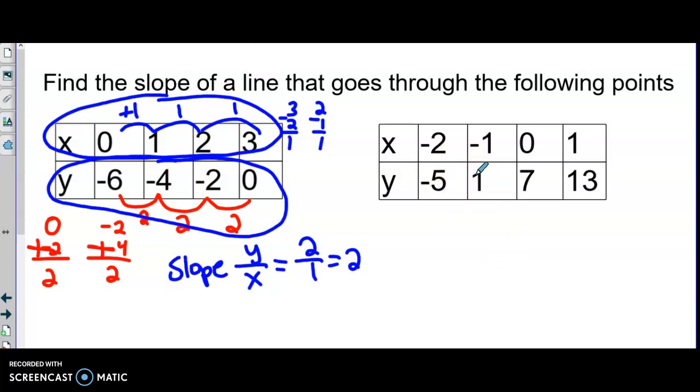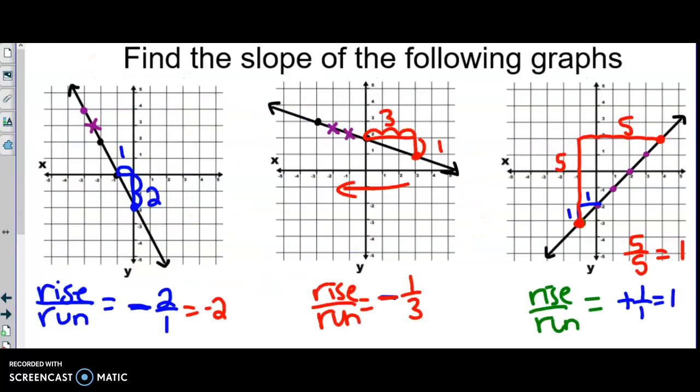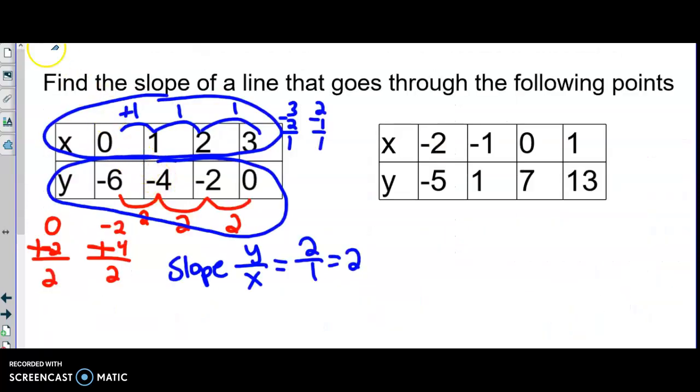And the other thing I wanted to talk about is, for graphs, we usually use rise over run. For t-tables, we usually use change in y over change in x. But you can always interchange them. And you can always use the slope formula. That's what I wanted to show you on this one. So our slope formula says y2 minus y1 over x2 minus x1.